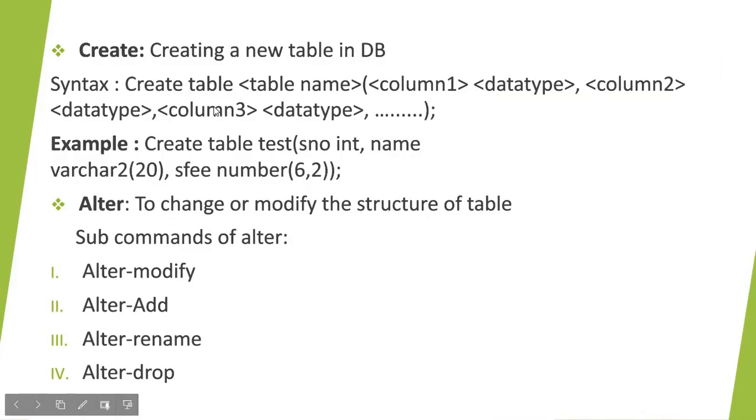We learned how to create a table, and next is the alter command. We use this alter command to change or modify the structure of the table. This alter has subcommands like alter modify, alter add, alter rename, alter drop. What is alter modify, and how will we use it? Alter modify is used to change a data type and also the size of the data type for a particular column in a table. Let's see once.